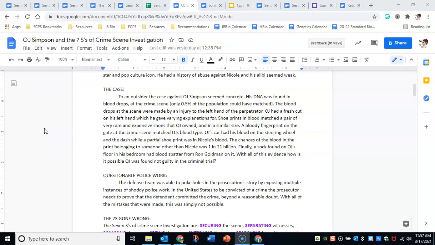O.J.'s car had his blood on the steering wheel and the dash, while a partial shoe print was in Nicole's blood. The chances of the blood in the print belonging to someone other than Nicole was 1 in 21 billion. Finally, a sock found on O.J.'s floor in his bedroom had blood spatter from Ron Goldman on it. With all of this evidence, how is it possible O.J. was found not guilty in the criminal trial?